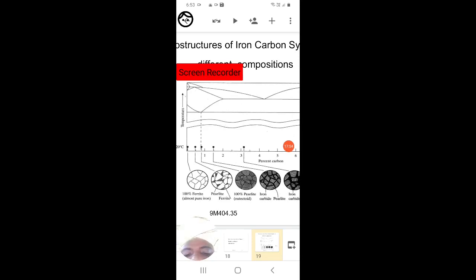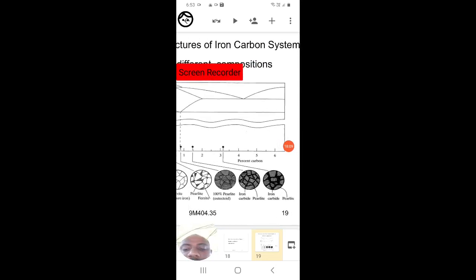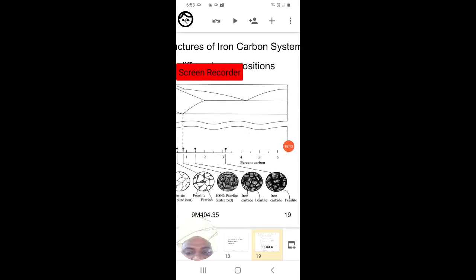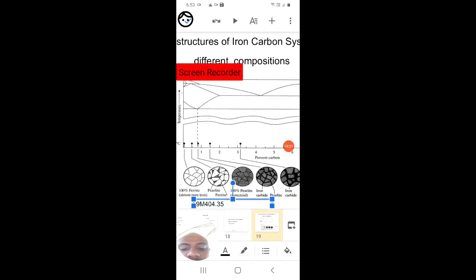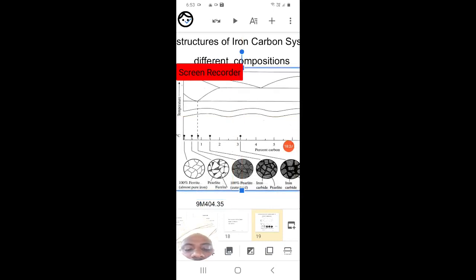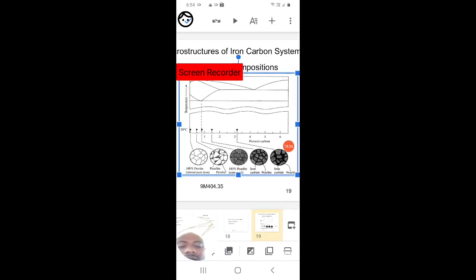That is the eutectoid reaction at 100% pearlite. Next, at exactly 4.3%, ledeburite is forming. 100% ledeburite is obtained.